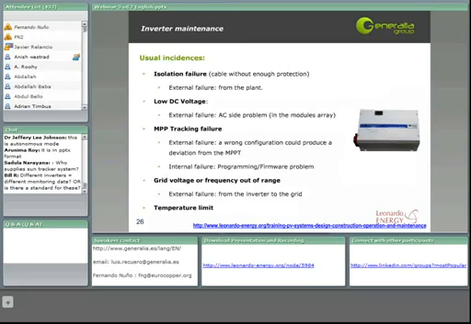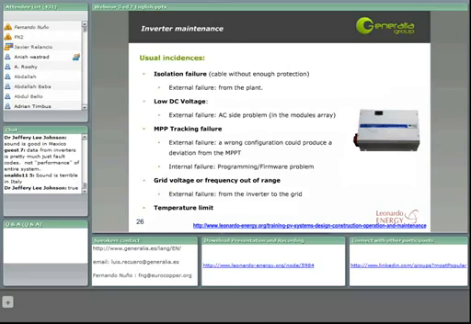The most typical incidences that we can find in an inverter are the isolation failure, which is a failure from the plant; the low DC voltage, which is also an external failure in the modules array; and the maximum power point tracking system failure, which can be both an external failure, if we have a wrong configuration in the panels that may produce a deviation from the maximum power point tracking, or an internal failure in the configuration or firmware of our inverter.